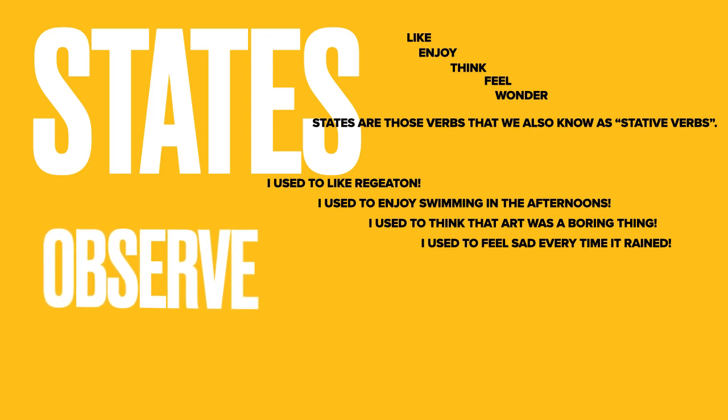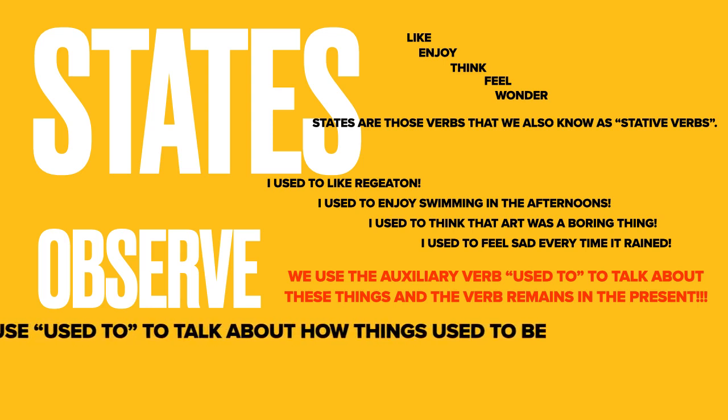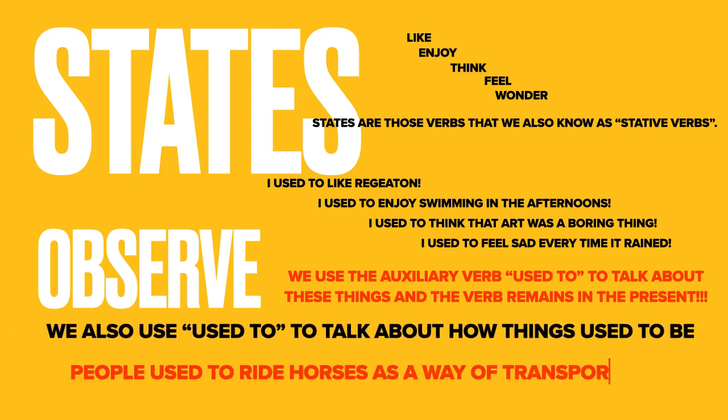Now, very important, states are also those things that used to happen in the past. Like, for example, people used to ride horses because there were no cars.